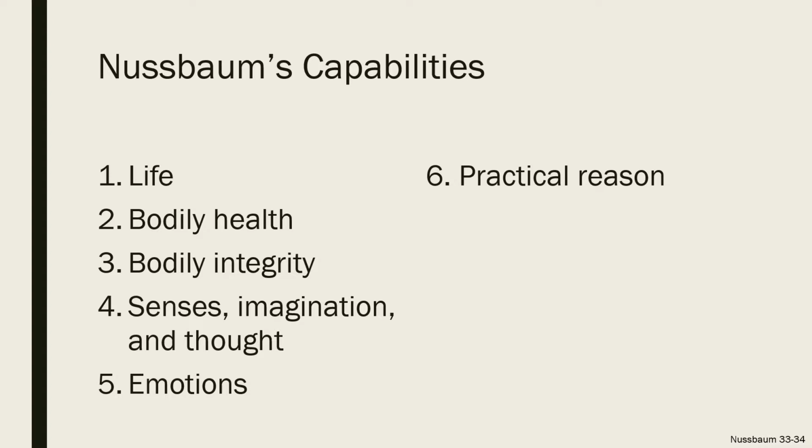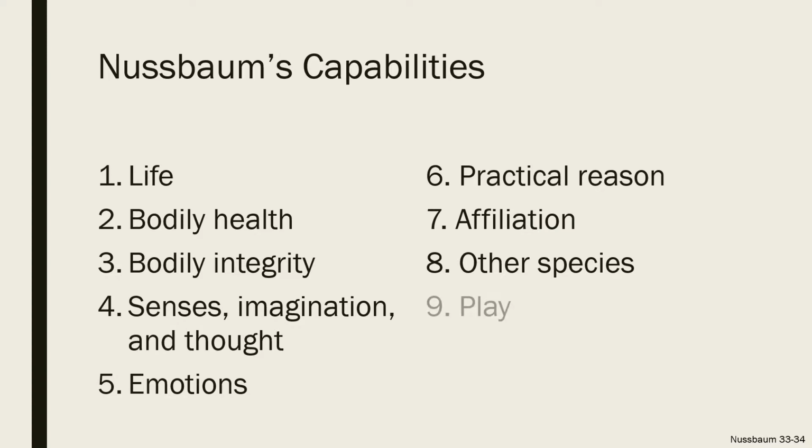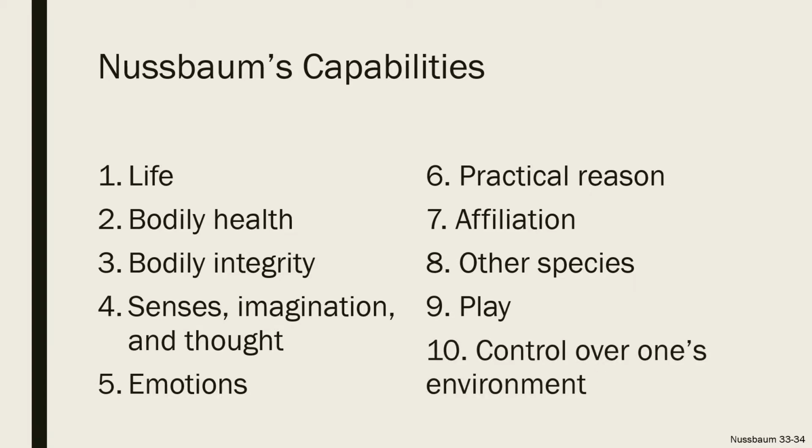The seventh is affiliation, which is being both able to live with others and interact in a socially healthy manner, as well as being able to show and be shown social respect such that there is an absence of discrimination. The eighth is other species, which is being able to live in harmony with nature and to respect all other life on this planet. The ninth is play, which is the ability to laugh and to have fun in one's own free time. Finally, the 10th is control over one's environment, which is both being able to participate in political practice so that laws can be made which affect the people, as well as equality in the ability to own land or seek out a job.